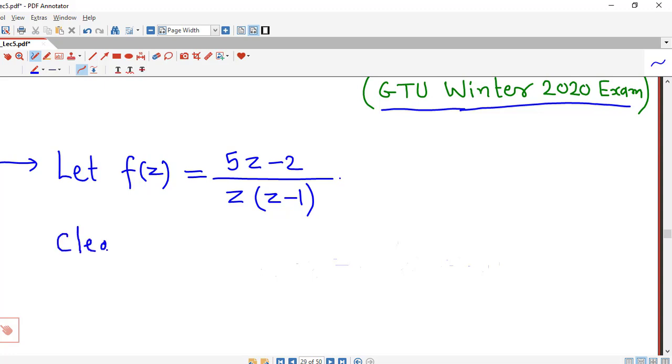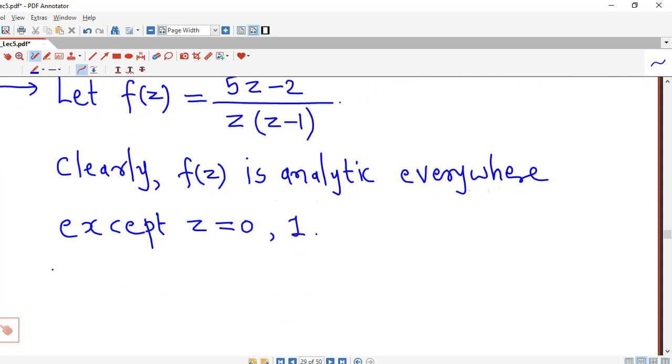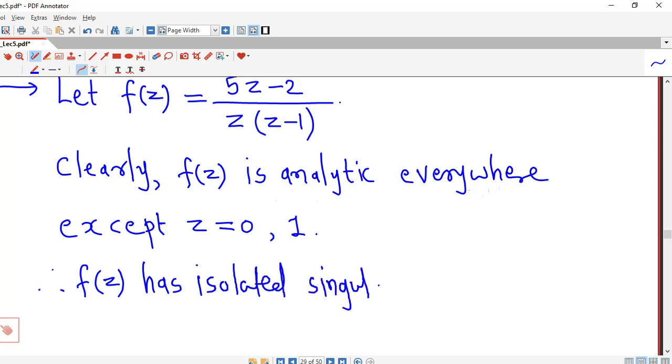So we can write that clearly f of z is analytic everywhere except z equal to 0 and z equal to 1. So these two are isolated singular points of f of z. Therefore f of z has isolated singular points at z equal to 0 and z equal to 1.